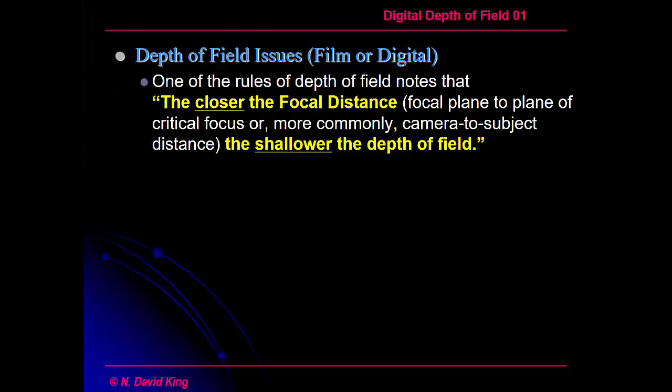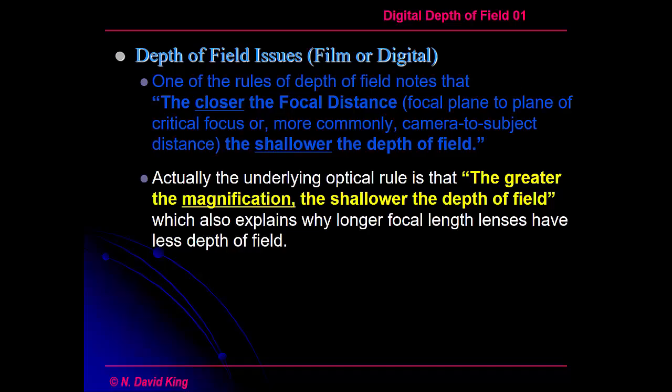Let's review a little bit. One of the rules of depth of field noted that the closer the focal distance, meaning the shorter the distance from the focal or image plane to that point of critical focus or your subject, or more commonly, simply the camera to subject distance, the closer that was, the shallower the depth of field would be. The underlying rule actually was that the greater the magnification, the shallower the depth of field would be, which also explains why longer focal length lenses have less depth of field.